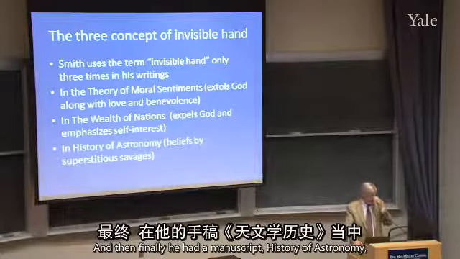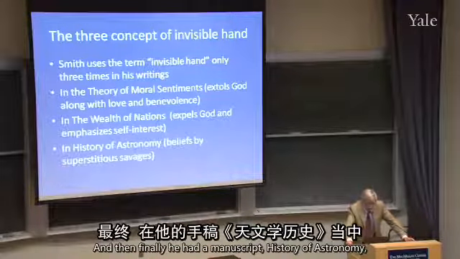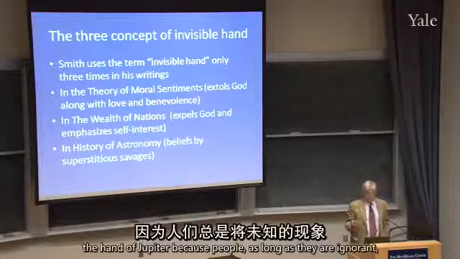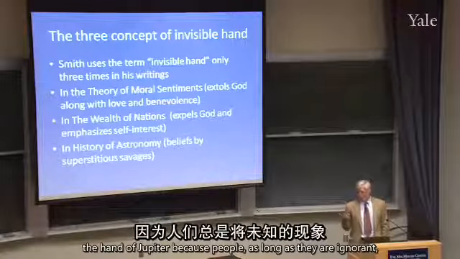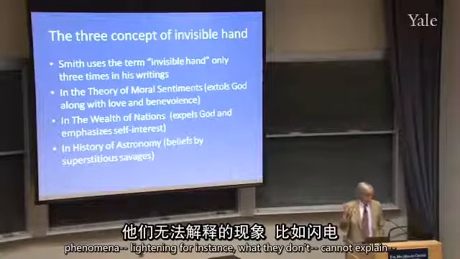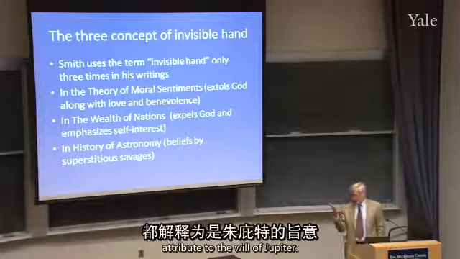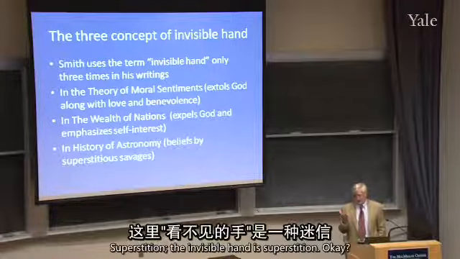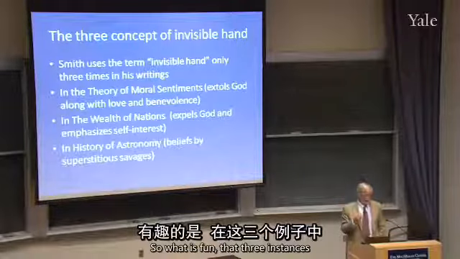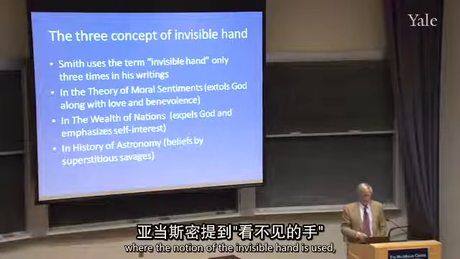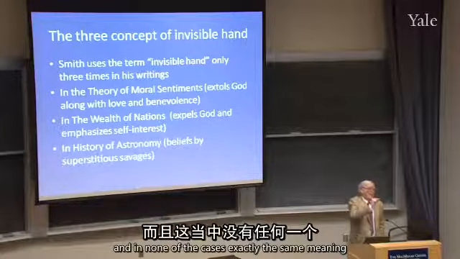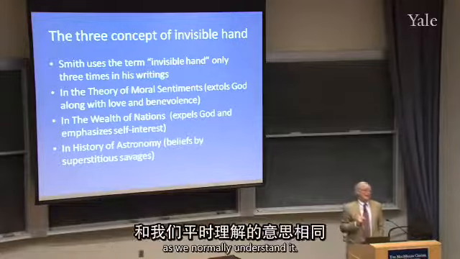And then finally, he had a manuscript, History of Astronomy, and he said the invisible hand is the hand of Jupiter. The hand of Jupiter, because people, as long as they are ignorant, see phenomena, lightning, for instance, which they cannot explain, and attribute to the will of Jupiter. Right? Superstition, the invisible hand is superstition. Okay? So what is fun is that there are three instances where the notion of invisible hand is used, in each case with a different meaning, and in none of the cases exactly the same meaning as we normally understand it.